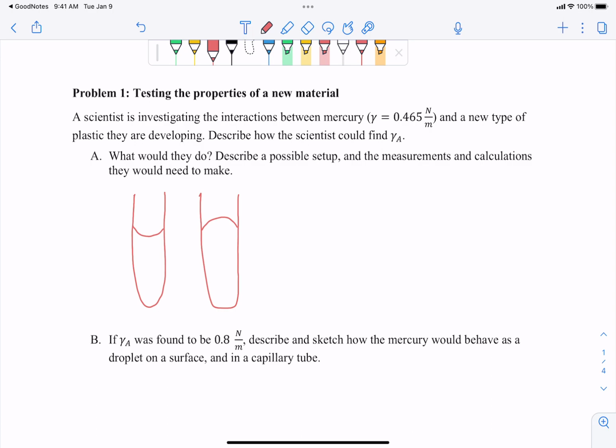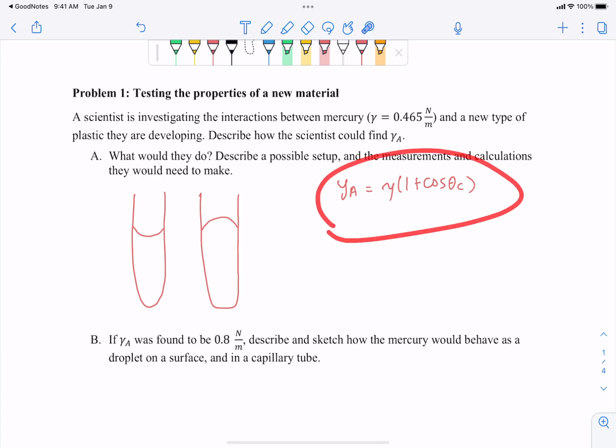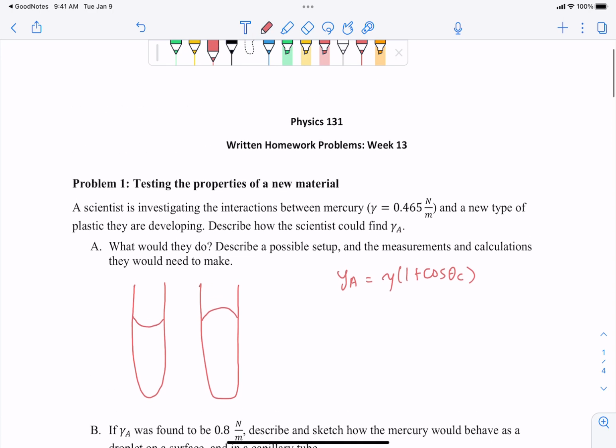We can then measure that contact angle and use it in the equation that we know, which is gamma A. I just like to say Y, it's easier to draw for me. That's equal to gamma times 1 plus cosine theta, where theta is the contact angle. So that would be the equation we'd use to figure out the adhesion surface tension.